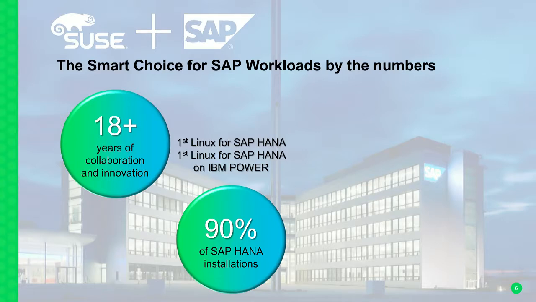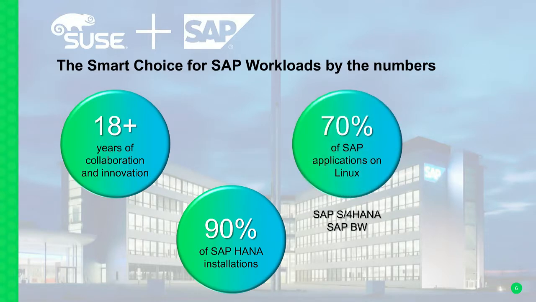And a little over 3 years ago, SUSE started working with SAP and IBM to offer an alternative platform on the Power Systems for SAP HANA. And over the last couple of years, about 2.5 years, IBM has seen over 1,200 customers deploy SAP HANA on SUSE Linux Enterprise Server for SAP applications.